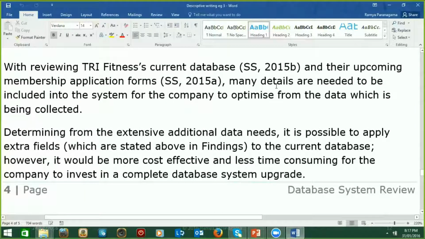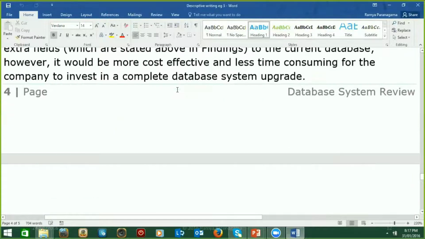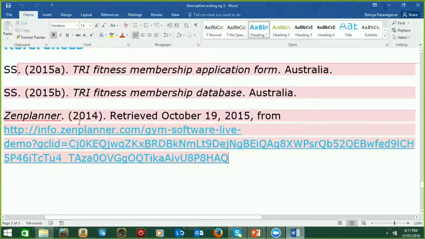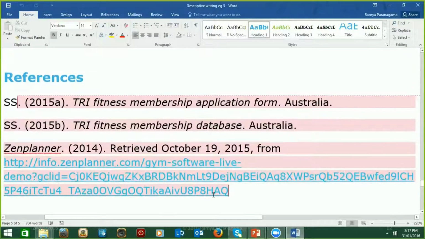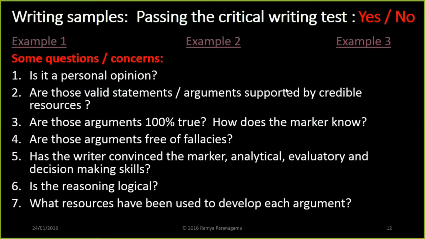And the conclusion shouldn't have this, right? There are a lot of technical issues, but the references are listed underneath, and they follow the APA referencing style. Now let's go back to the test and find out about personal opinion. Not really at the beginning, but towards the end it is wobbly.